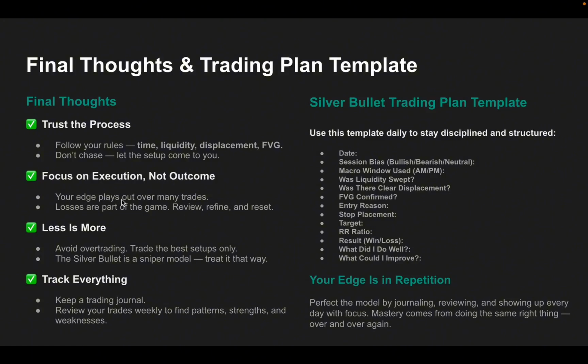So your edge plays out over many trades, not just one particular trade. Losses are a part of the game, remember. That Goldman Sachs example, even ICT, he does lose trades. He's not winning every single trade that he takes. It's impossible. Anyone that comes to you and says, oh, join my signals group, 99% win rate, I'd just block them. Review, refine and reset.